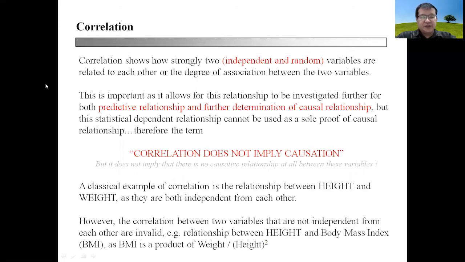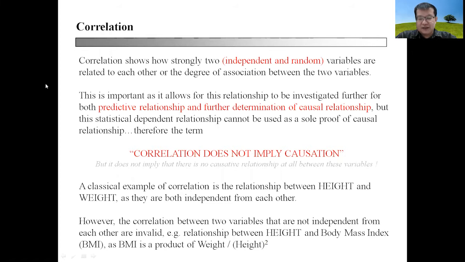In this video, we shall be talking about correlation. Correlation shows how strongly two independent and random variables are related to each other, or the degree of association between two variables. This is important as it allows for this relationship to be investigated further for both predictive relationship to be used in regression analysis and further determination of causal relationship if, let's say, the parameters are applicable.